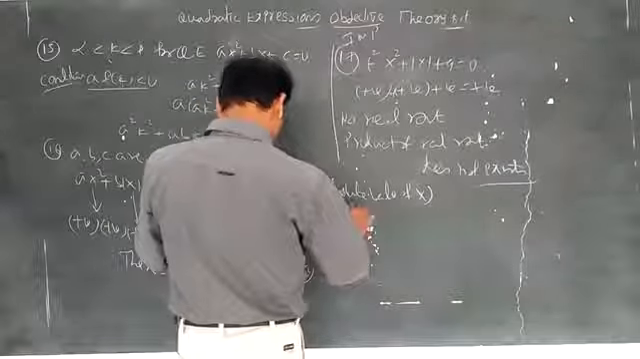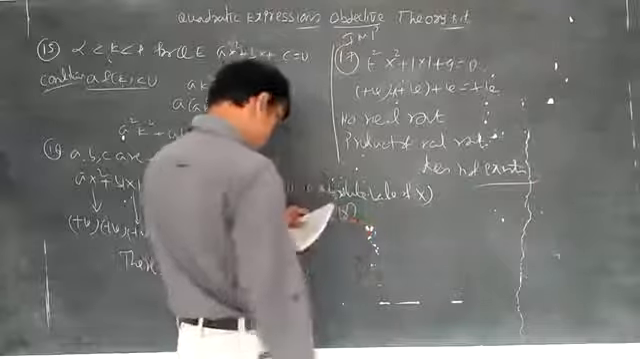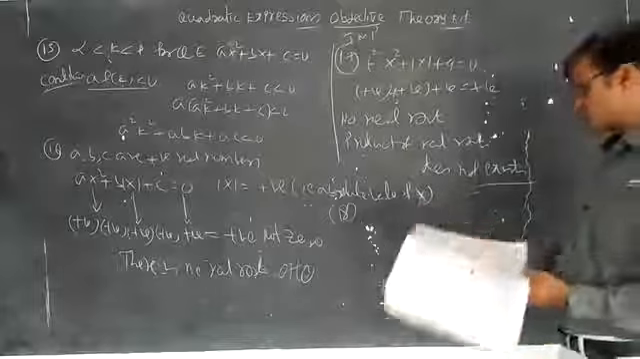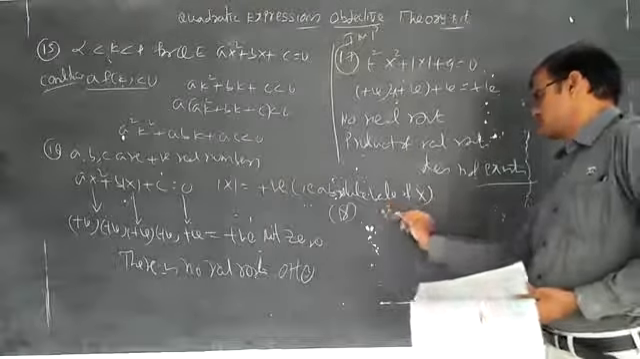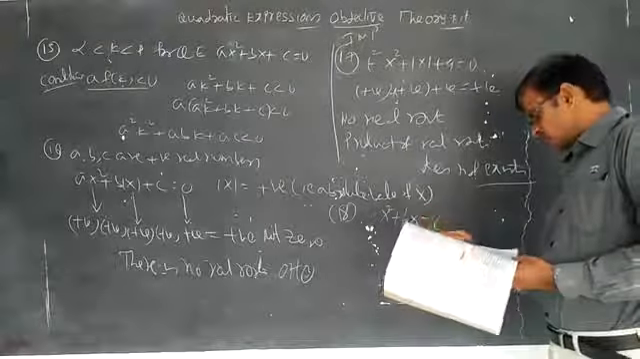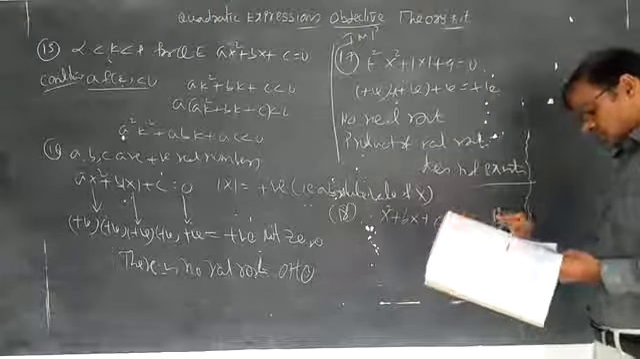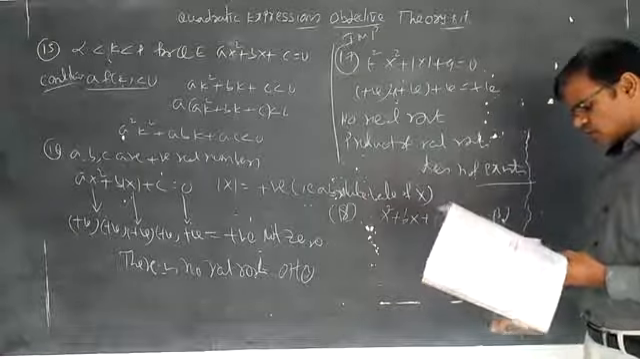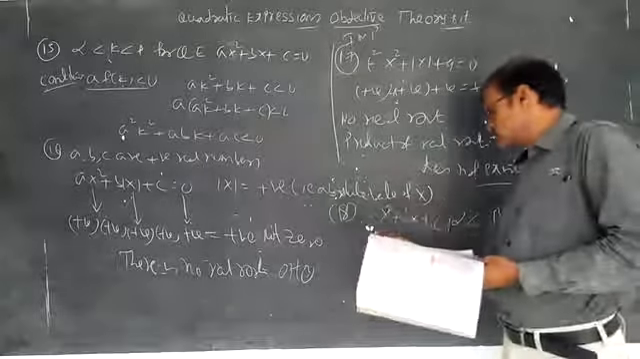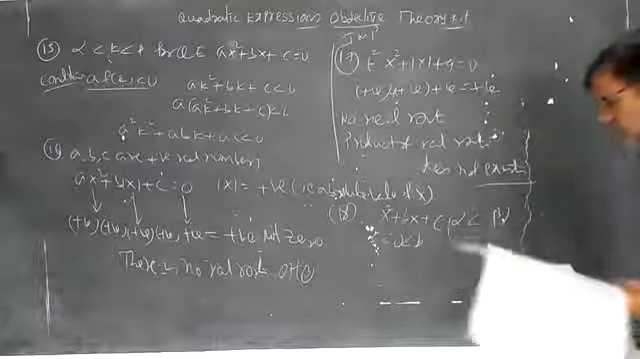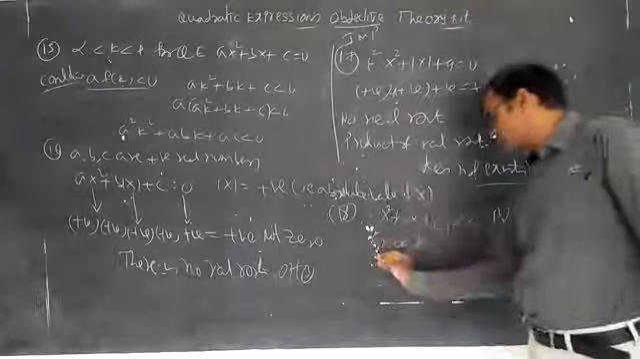Now we can discuss the 18th one. Alpha and beta are the roots of the equation x square plus bx plus c, alpha less than beta, with c less than 0 less than b. That means c is negative and b is positive. So we can consider an example and write it.